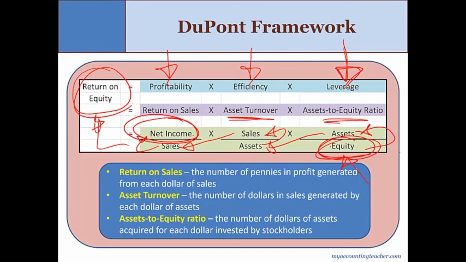The Dupont Framework is a very nice way to tell me, how am I making money for my shareholders? Is it because I'm profitable? Is it because I'm efficient? Or is it because I'm using leverage to leverage that investment to provide a higher return on equity? The Dupont Framework, an awesome series of ratios that reflect what a business does. Borrow money to buy assets to generate sales to generate income.